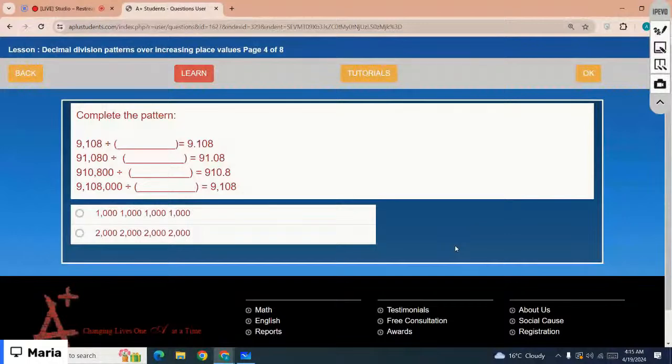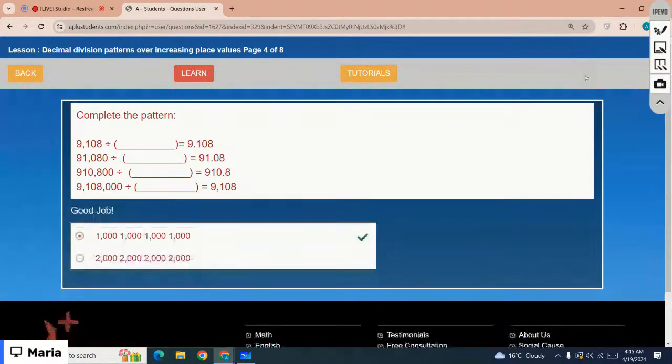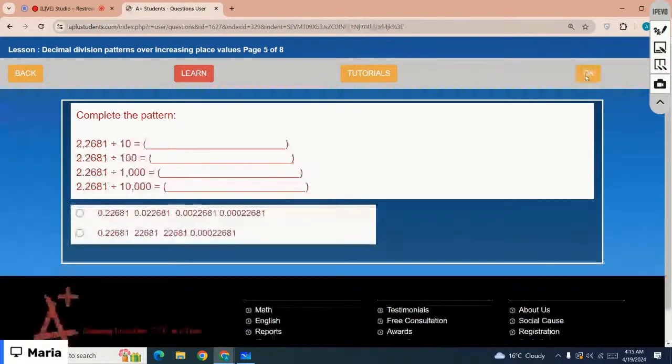The correct option is option number 1. You need to divide them by 1000. Complete the pattern, which is the correct option?